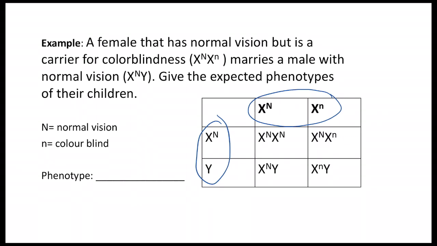Looking here, we can see that phenotypically, if a capital N is present anywhere, that phenotype will be normal vision. So we have 75% normal vision, meaning that the remaining 25%, or 1 out of 4, is colorblind. All females in this example, you can see the two X's have normal vision, and 50% of the males, so out of the two that are there, 50% of them were colorblind.